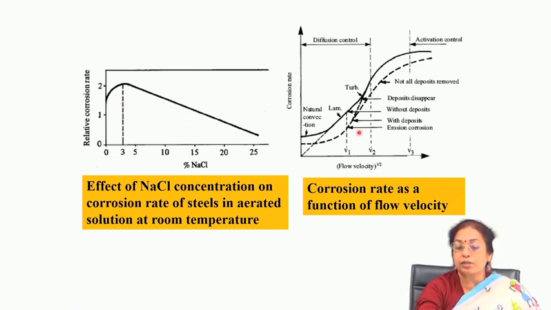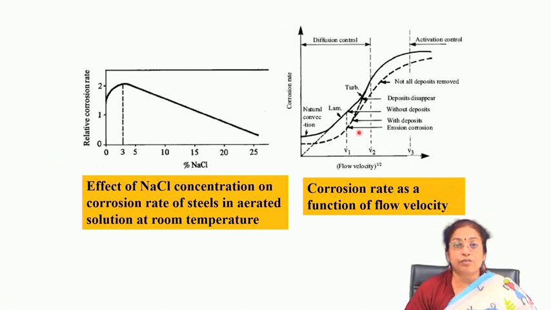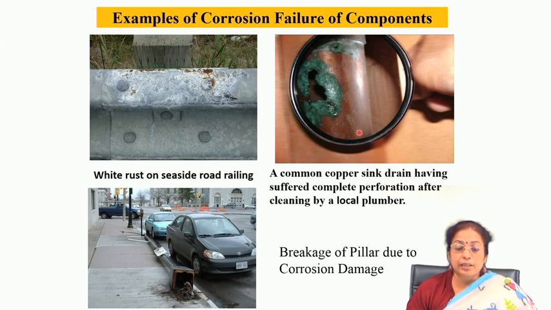Similarly, flow velocity also has an effect, whether it is laminar flow or a typical convection-dominated flow. So, everything plays a very important role in determining the rate of corrosion. The environment plays a very important role in determining the kinetics of the corrosion.